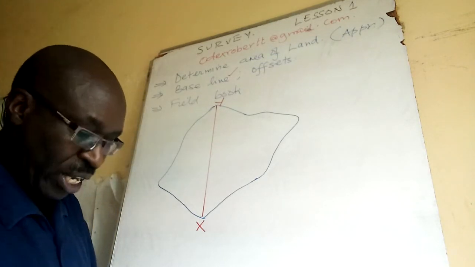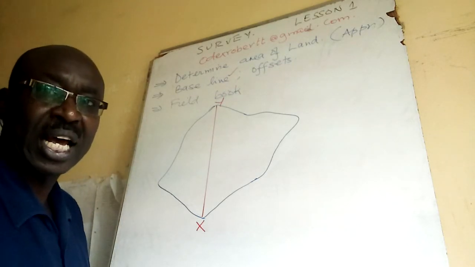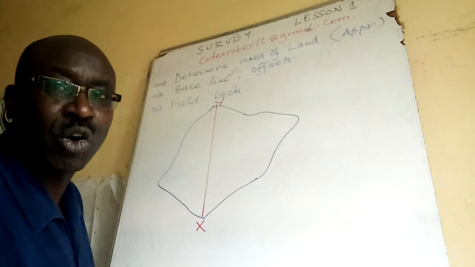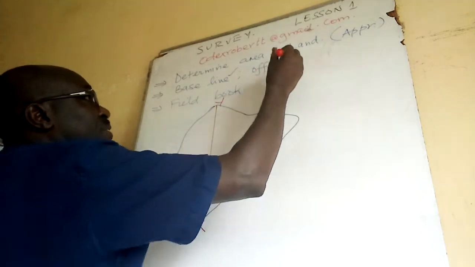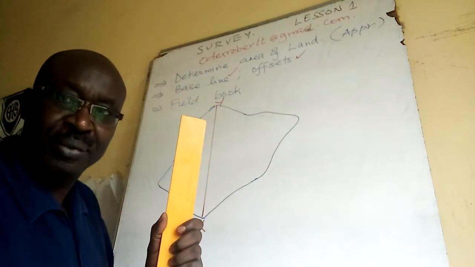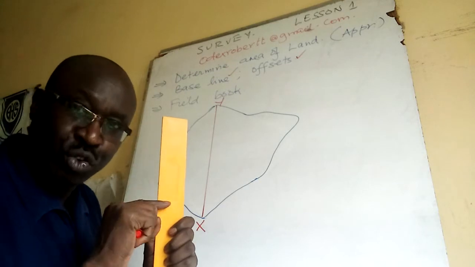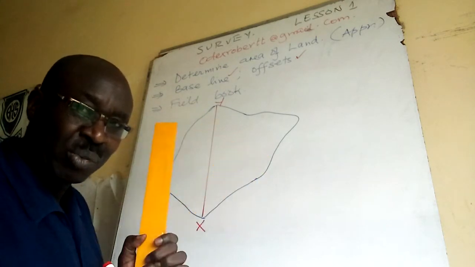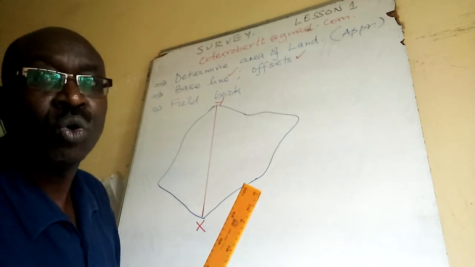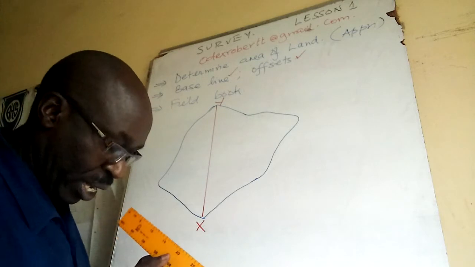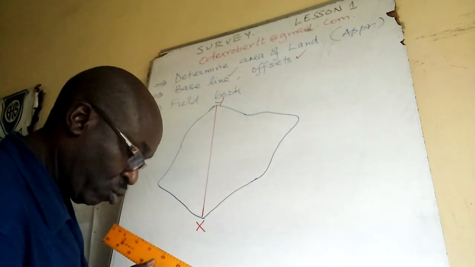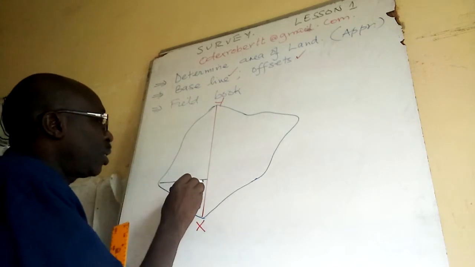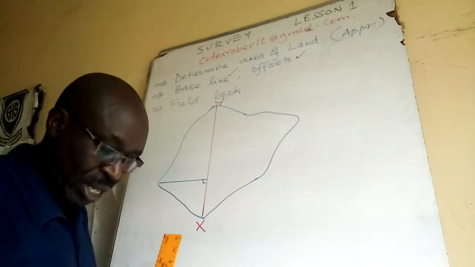So in this diagram, after drawing the baseline, you can continue drawing lines on the sides, perpendicular lines from the baseline. They are known as offsets. From the baseline, any line which is perpendicular from the baseline to a boundary is known as an offset. So I'm going to draw offsets. I can use blue offset. I can choose to draw one here. That would be an offset.